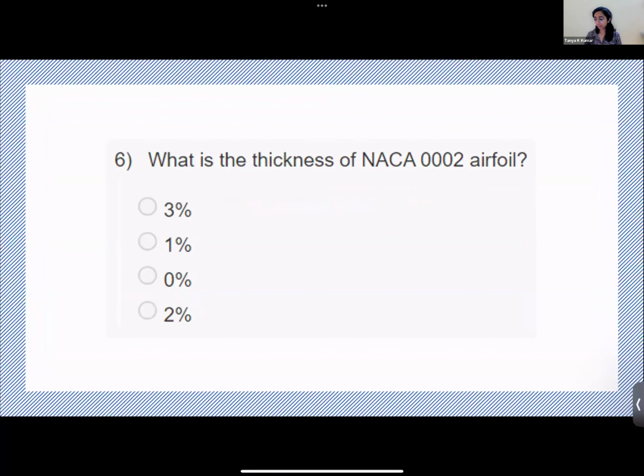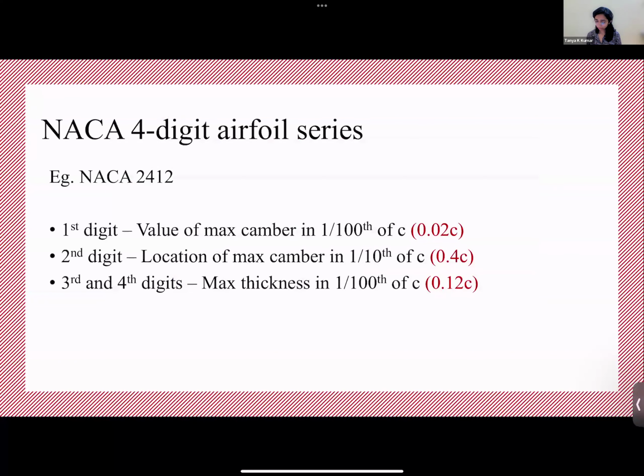What is the thickness of NACA 0002 airfoil? So for a 4 series, the last 2 digits signify thickness to chord ratio. 2%, correct. So it's 0.02 in hundredths of chord. That's nothing but 2%. Correct. Yeah, so this is just what we had seen.